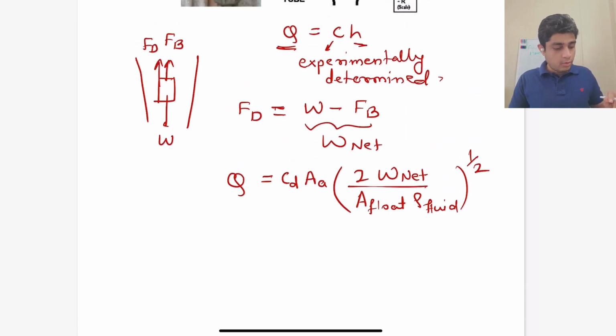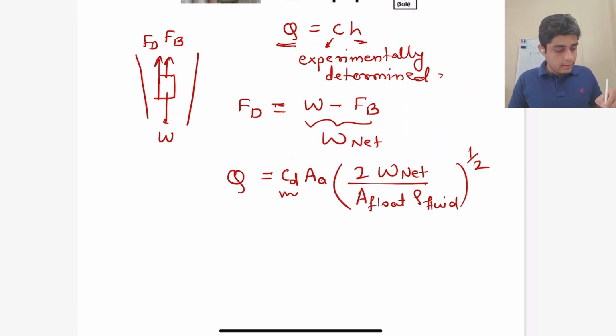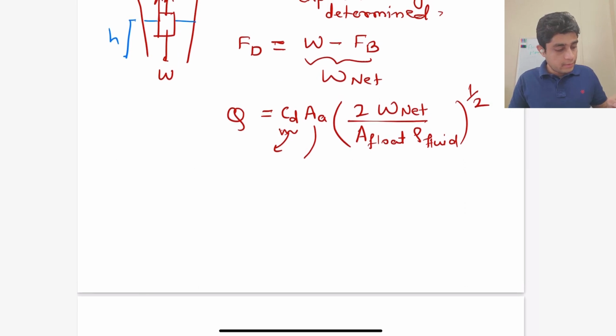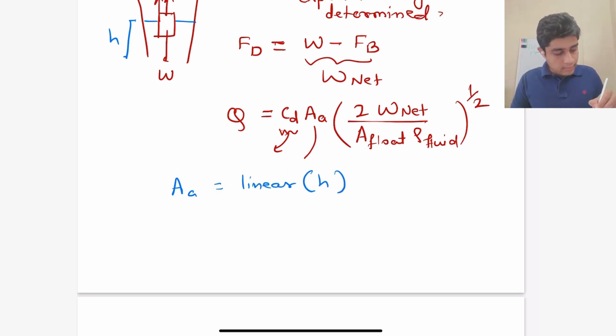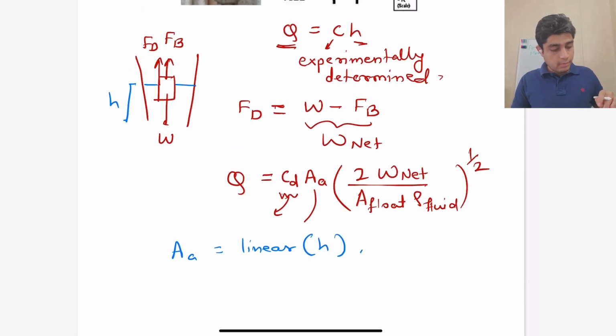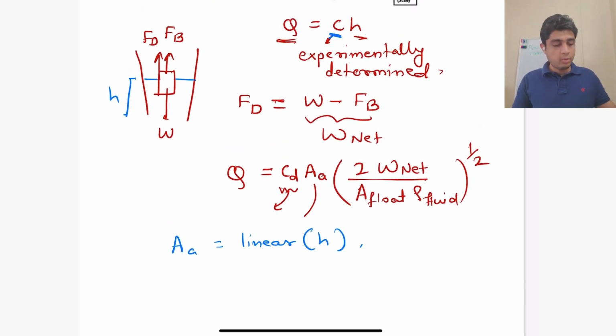So the coefficient of drag is again determined experimentally, and this wetted area basically changes with the height, and the tube is designed in such a way that this wetted area A_a is a linear function of the height h. So then from here we can find out this constant of proportionality c, and we basically get the flow rate.